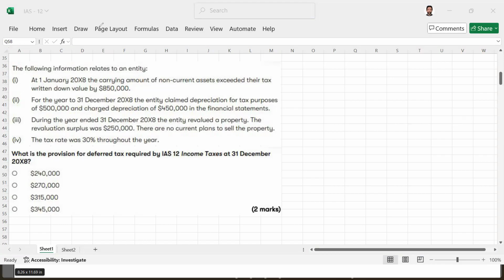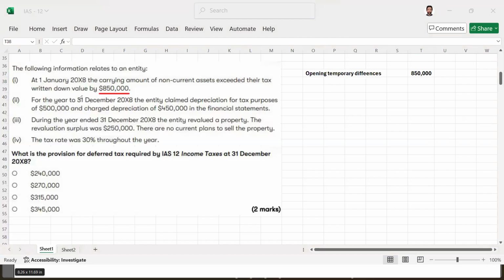Okay, let's see the information here. The following information relates to an entity. On 1st of January 2028, the carrying amount of the non-current assets exceeded the tax base, tax written down value, by 850,000. So at the start, we can say that the opening temporary differences were 850,000. Okay, so let's see what happened during this year.